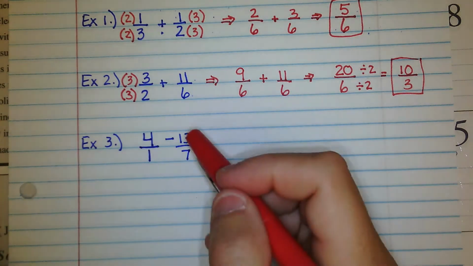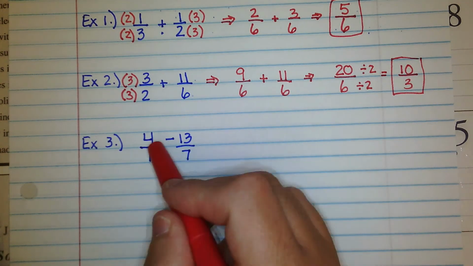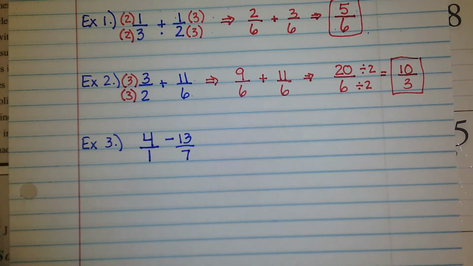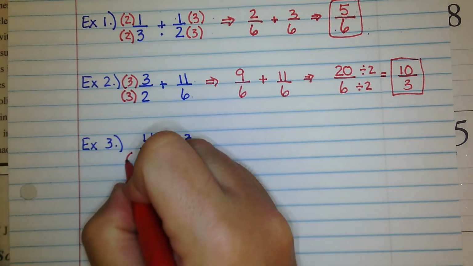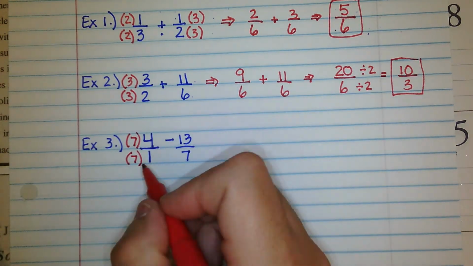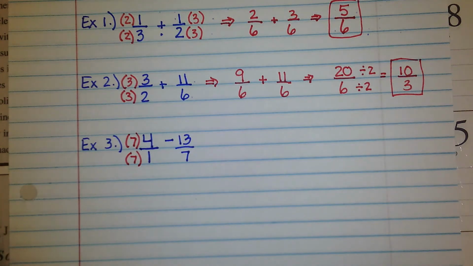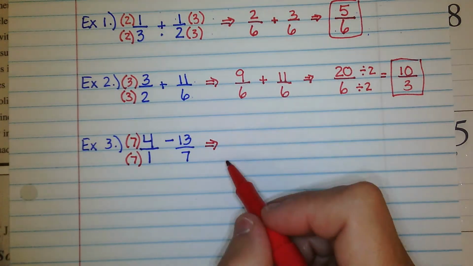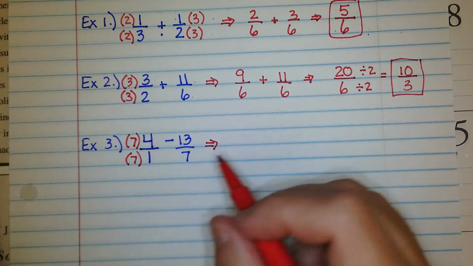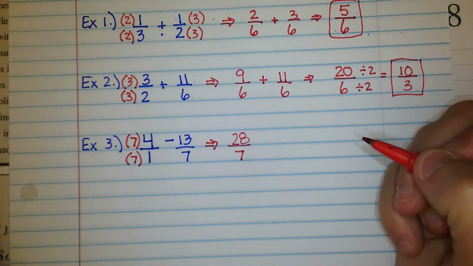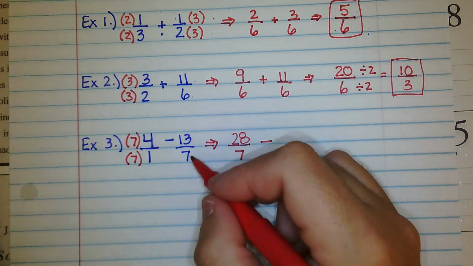Now, what can we do to get common denominators for this one? Well, I can change the 1 to a 7 by multiplying by 7. So that's what I'm going to do. I'm going to multiply 7 on the bottom and 7 on the top, and that's how I'm going to get 7 as my common denominator. Second step, rewrite your fraction by multiplying. 7 times 4 is 28. 7 times 1 is 7. Minus sign, 13/7.